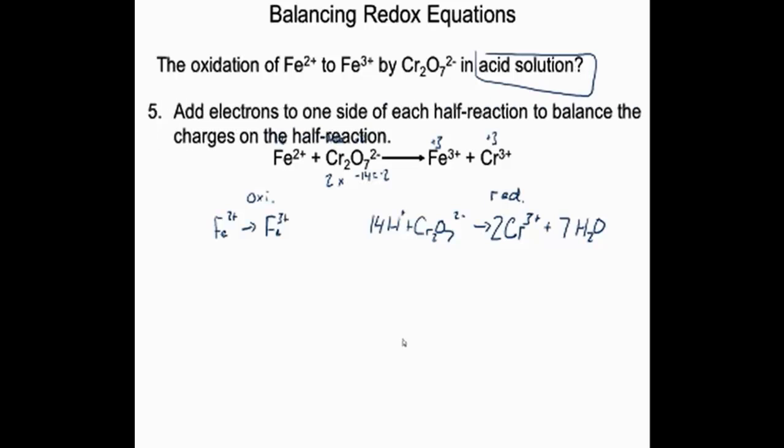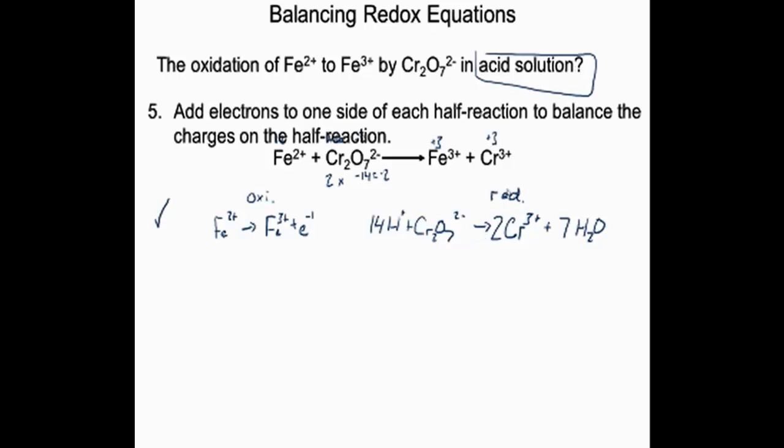Step 5. Add electrons to one side of each half reaction to balance the charges. So over here we have a +2 on the left, we have a +3 on the right. The only thing I can add is electrons. So if I add an electron over here, what's going to happen to my charge? Well, a -1 + 2 is going to make this side a +1, and a +1 does not equal a +3. So I'm going to actually add my electrons right here. And how many electrons do I need? I just need 1. So notice I have one Fe, I have one Fe. My total charge on the left-hand side is a +2, and my total charge on the right-hand side is a +3 minus 1 is a +2. So this half reaction is balanced.